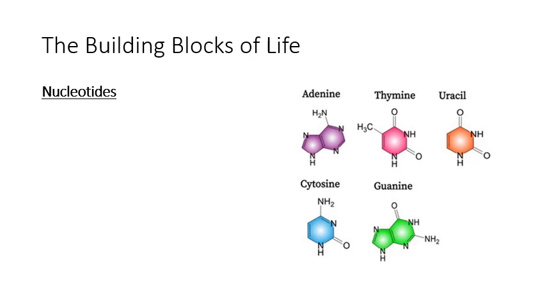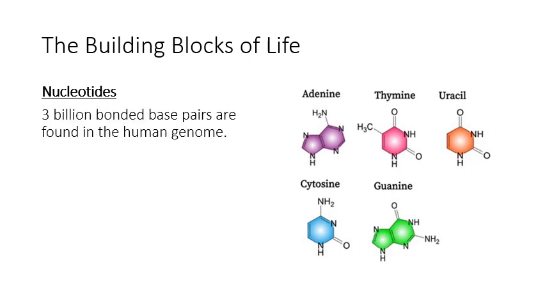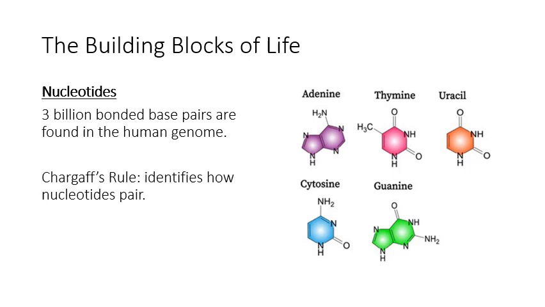So here, really briefly, what we need to know for our particular course is there are four nucleotides in DNA: adenine, thymine, cytosine, and guanine. In RNA, we have a replacement of thymine for uracil. So in the human genome, there are about 3 billion base pairs, and they follow a particular rule identified by Chargaff. So this is therefore Chargaff's rule.